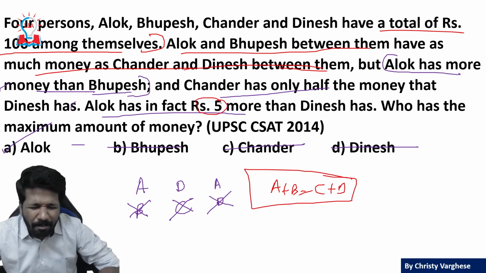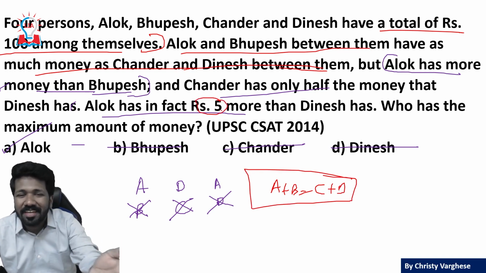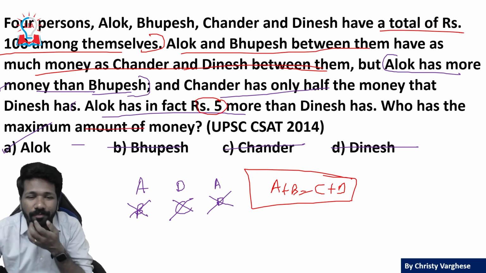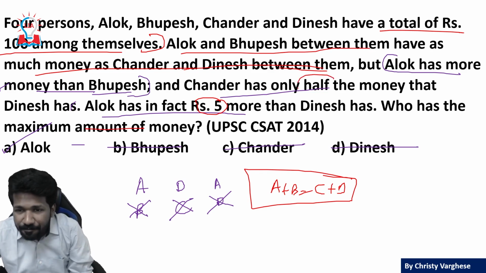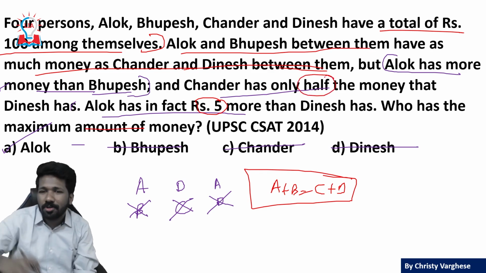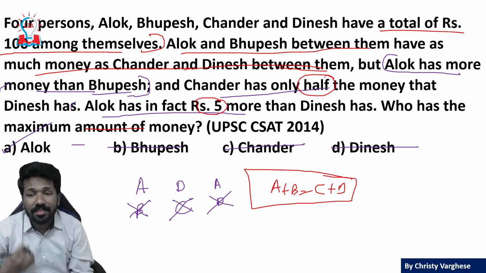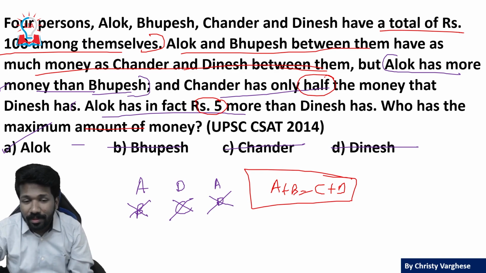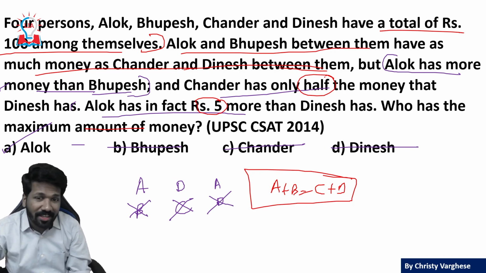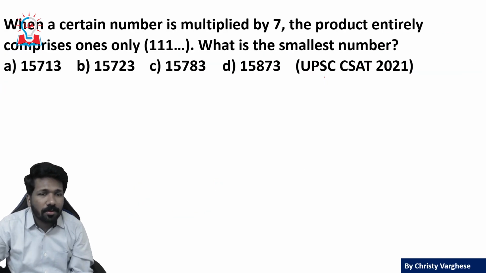And this 5 rupee particularly, that much detailing is not needed for us to find the maximum amount. And also the half part is not relevant. Half means, yeah, that is giving us an indirect clue that Chandar has less money than Dinesh. So avoiding irrelevant data is very important. So hope this is also clear.